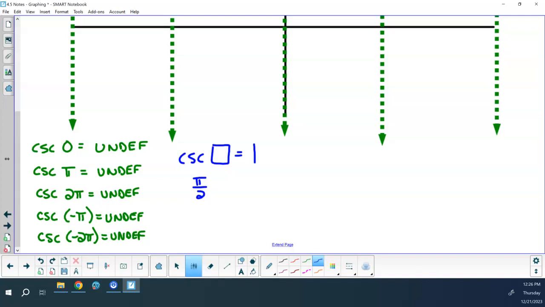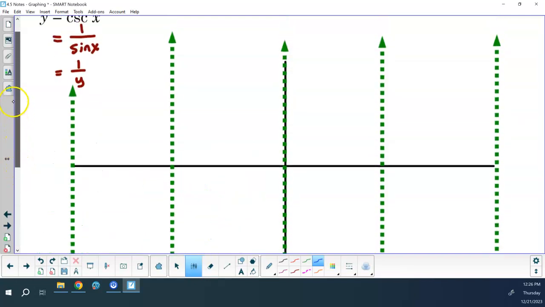One more spot. Negative 3 pi over 2. Because that's only when sine is 1. That only happens at pi over 2 and negative 3 pi over 2. So we can put those on our graph now. Pi over 2, negative 3 pi over 2.